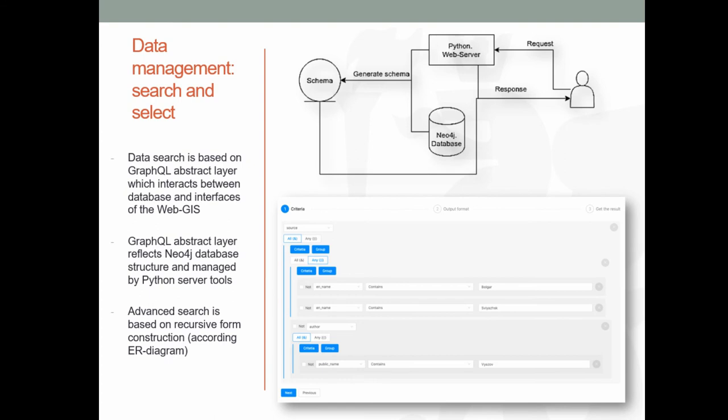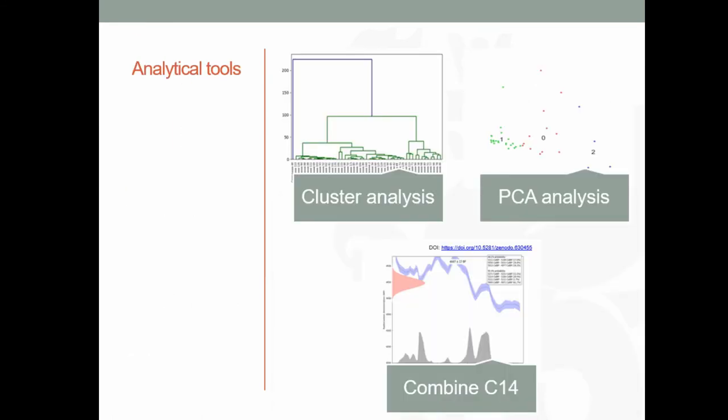A comprehensive structure of search and selection functions in the database was provided by using GraphQL with several levels of depth. Here is an example of the interface of advanced search.